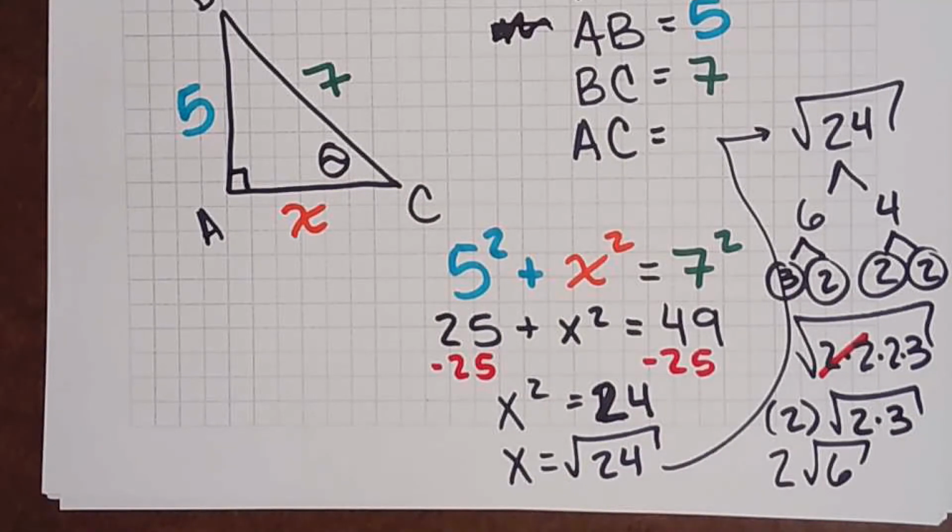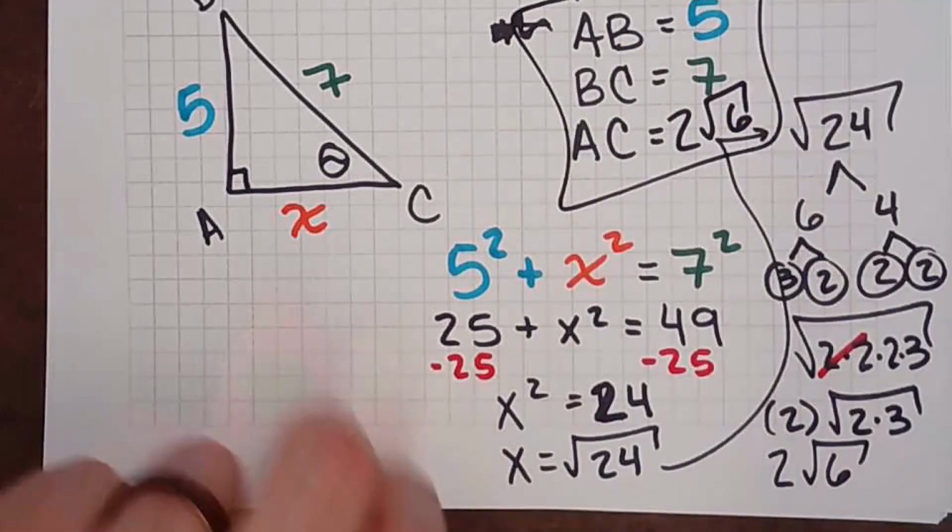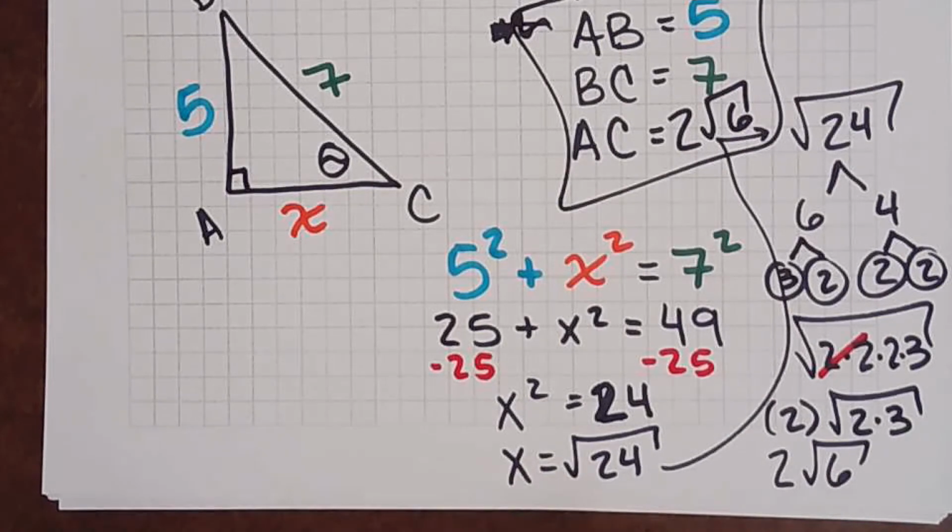The 2 and the 3 multiply, because that's what happens when you stay in jail. So 2 root 6 is our answer down here for AC. And we use the Pythagorean theorem to find it. I would also accept root 24.